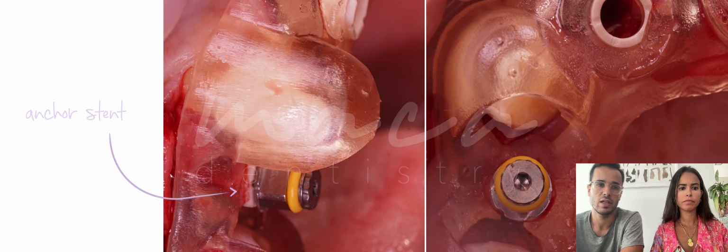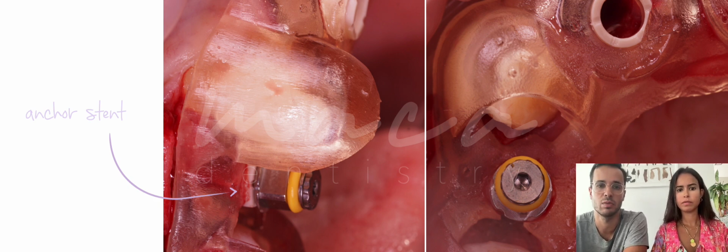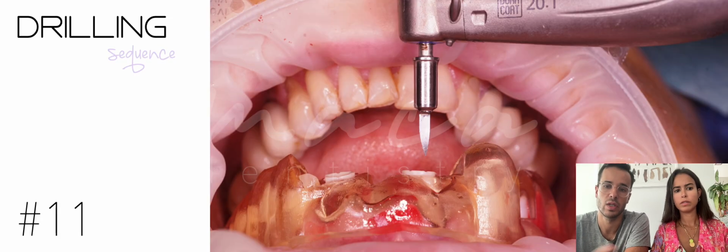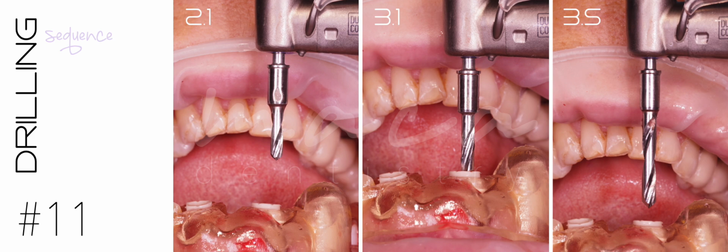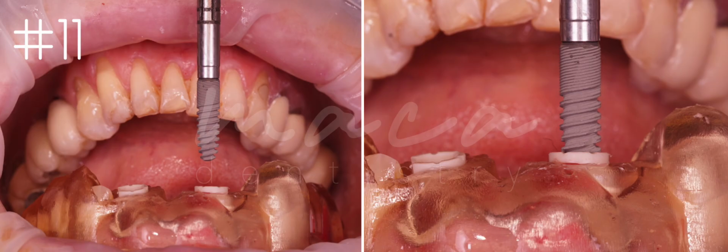So this is the close-up view of the anchor stand that, as I mentioned before, is helpful to achieve a better stability of the guide. Then we can proceed with our surgery and go for the placement of an implant on the 11. We use the bars until the 3.5, and after that the first implant.